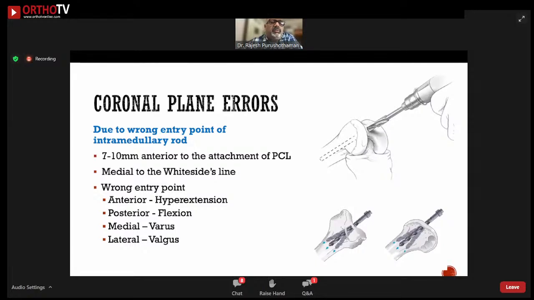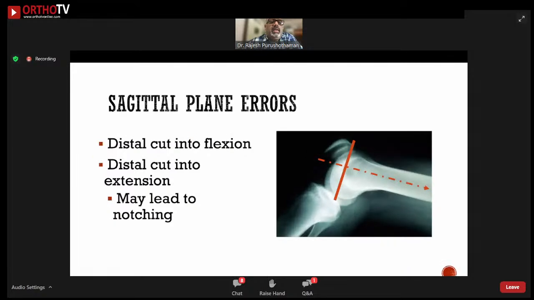If the entry point is too anterior, you can put the femoral component in hyperextension. If it is too posterior, it can lead to flexion. If it is too medial, it can lead to a varus malposition. If it is too lateral, it can lead to a valgus malposition. In the sagittal plane also, there can be errors. So normally the distal femoral cut should be in about 0 to 10 degrees of flexion. But if the cut is like this, it can lead to a flexion malposition. And if the distal femoral cut is in extension, it can lead to notching of the distal femur.